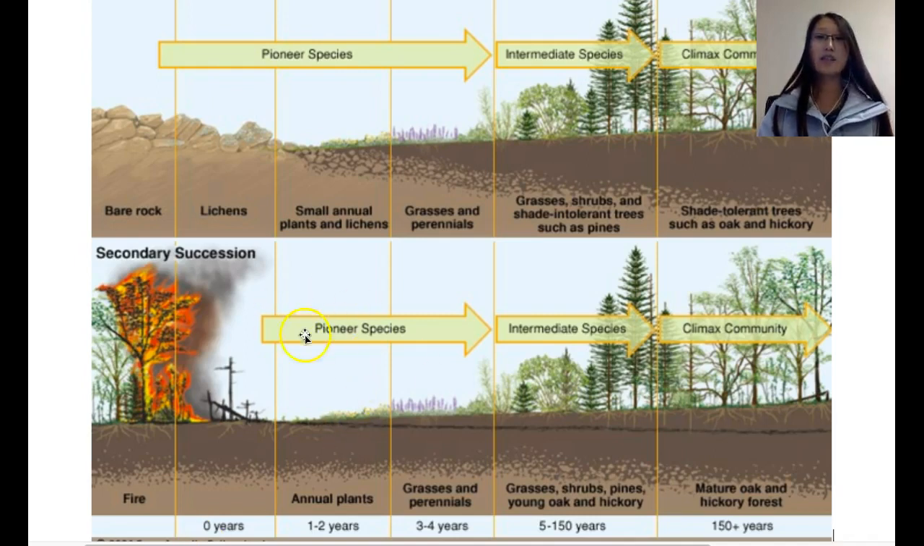So our pioneer species for secondary succession are whatever grows from the seeds and the roots. Most of the time there are some small plants and grasses, and then we have our intermediate species. Eventually we get to our climax community.